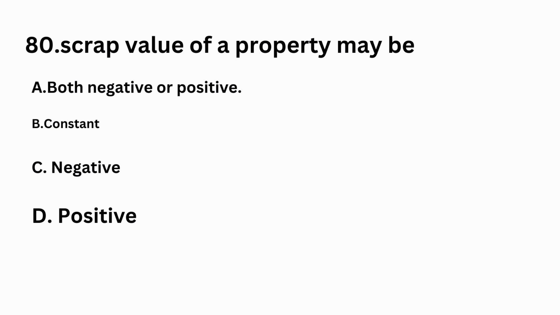80. Scrap value of a property may be A. Both negative and positive, B. Constant, C. Negative, and D. Positive. Scrap value is the sale value of dismantled material of an asset at the end of its useful life, and it is generally 10% of the construction cost, and it can be both negative or positive.